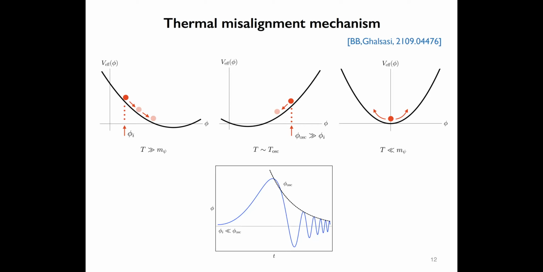At some point later, when the temperature is of order the oscillation temperature, when the effective mass of the scalar field is comparable to the Hubble, then the field will start to oscillate. And then again, at low temperatures, it'll just behave like matter. So this is kind of a sketch of the evolution of the field. The field will grow from some small initial field value to the time when it starts to oscillate, and then it will behave like matter. So it's really this initial phase that we're focusing on.